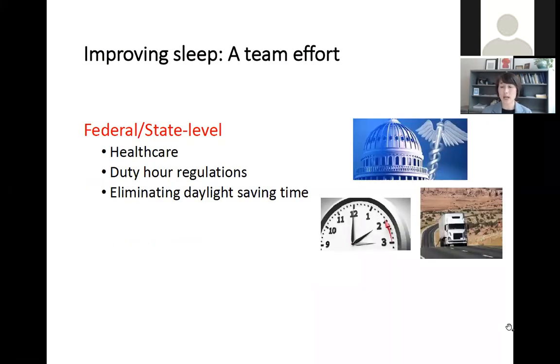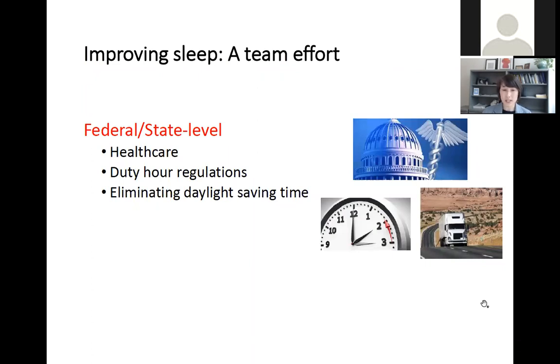Here are some things that the research suggests are really important for improving sleep in our country. First and foremost, healthcare. It's really important that people have access to sleep doctors, and that they have access to diagnostic testing for sleep disorders. So first and foremost, we need healthcare so that we can take care of our country's sleep needs, especially related to the more clinical side.